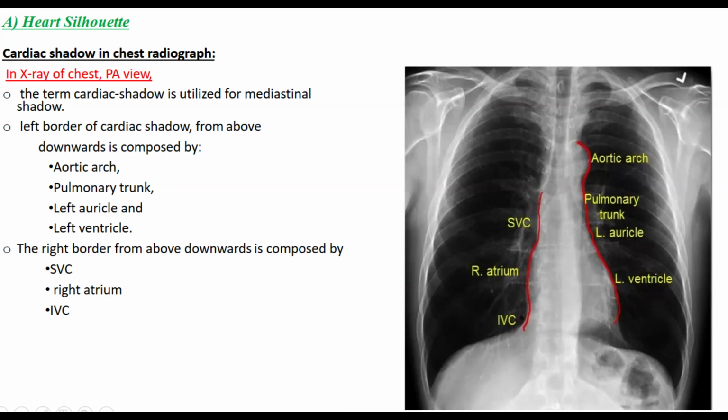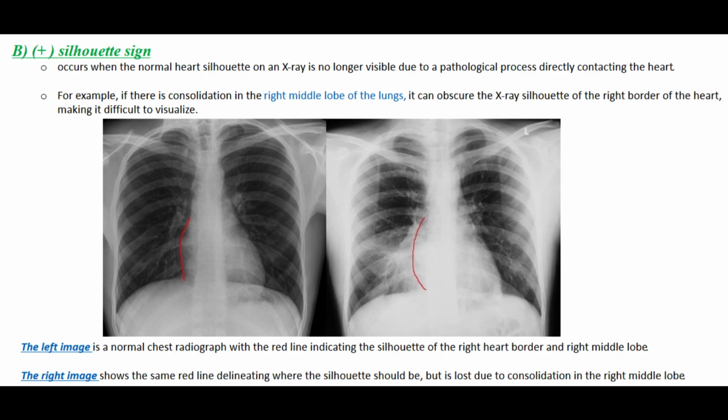The second topic in anatomical interpretation of chest X-ray is the positive silhouette sign. Positive silhouette sign occurs when the normal heart silhouette on an X-ray is no longer visible due to a pathological process directly contacting the heart. For example, if there is consolidation in the right middle lobe of the lungs, it can obscure the X-ray silhouette of the right border of the heart, making it difficult to visualize.